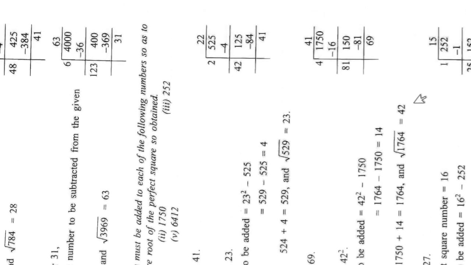Now 1750 is greater than 41 square. Now the next square number is 42 square. After 41 square, what comes? 42 square. So the required number to be added is 42 square minus 1750, which is 1764 minus 1750, that is 14. So this number should be added. 1750 plus 14 equals 1764, and the square root of 1764 equals 42.